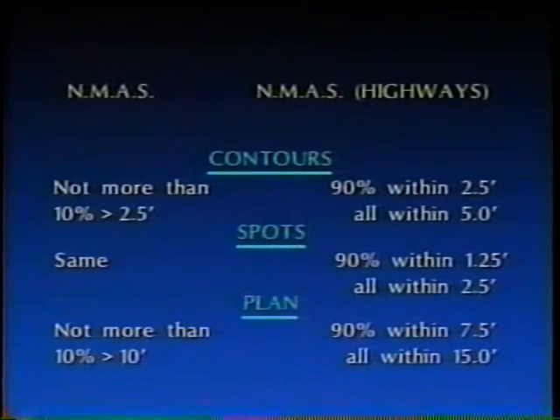Problems 2A, 2B, and 2C ask for accuracy requirements for contours, spot elevations, and planimetric features, respectively, based on the National Map Accuracy Standards. Here there is a problem with the grading plan answers. The answers are contours 90% within a half a contour interval, or 2.5 feet. Spot elevations 90% within a quarter a contour interval, or 1.25 feet. And planimetry 90% within a 1/30th of an inch, or 10 feet.